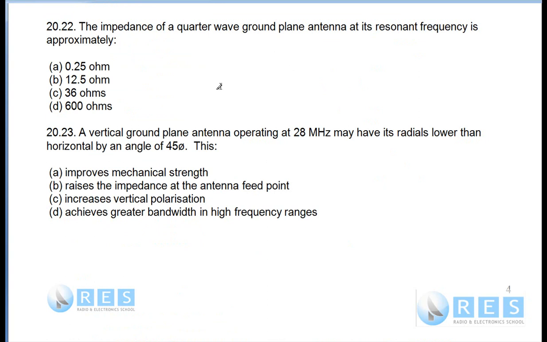20.22, the impedance of a quarter wave ground plane antenna at its resonant frequency is approximately 36 ohms. It's a ground plane antenna, but they didn't say the radials were sloping down. If they were, that would give us 50 ohms. 20.23, a vertical ground plane antenna operating at 20 megahertz may have its radials lower than the horizontal by an angle of 45 degrees. This raises the impedance of the antenna feed point.